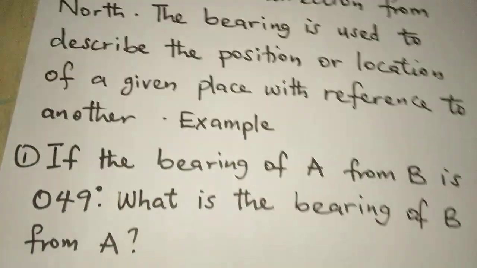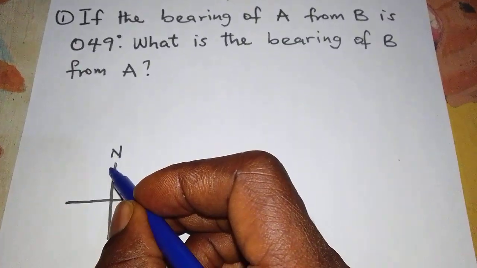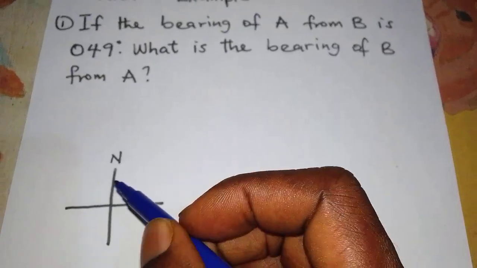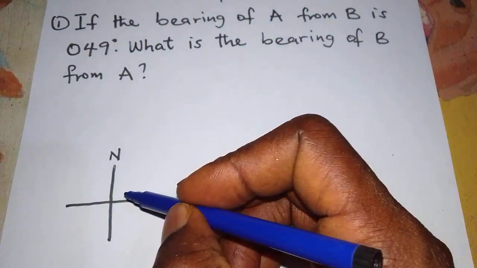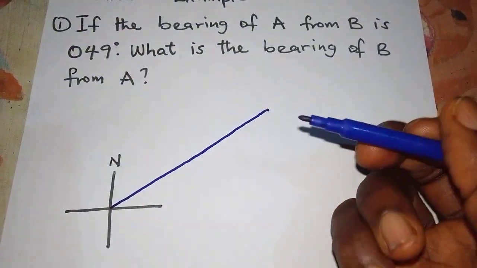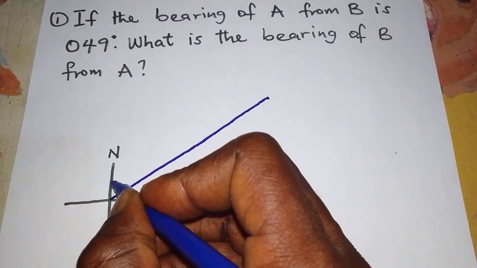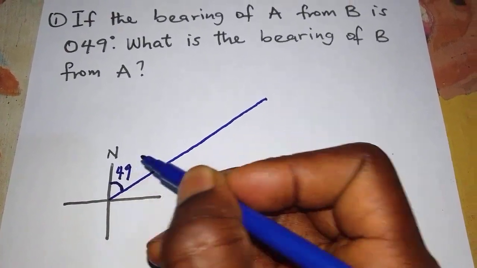So that means you need to draw your 4 cardinal points. You have the north, south, west, and east. So 49 should be in the first quadrant. You come to the first quadrant and draw your line, so that from the north up to where this line is, is 49 degrees.